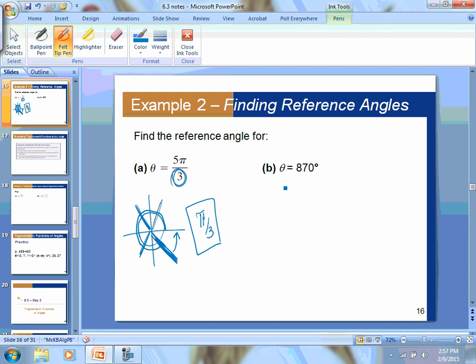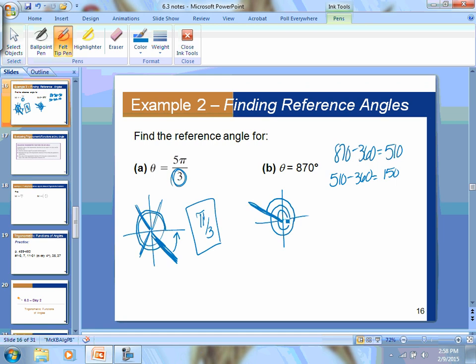Okay. Now for part B, we've got 870 degrees. So that means I'm going to have to do some trips around the unit circle. Okay. So if I do 870 minus 360, that means I'm going to go one time around the unit circle. I still have 510 degrees left. So if I do 510 minus 360, that means I'm going to keep going around a second time. Now I have 150 degrees left to go. Okay, 150 degrees, now I know where I can draw that. I'm going to go almost all the way to the x-axis.